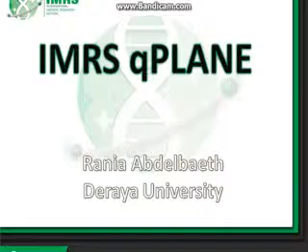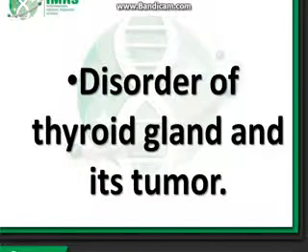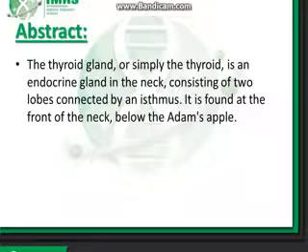أنا النهاردة هتكلم عن disorder of thyroid gland and its tumor. The thyroid gland is an endocrine gland in the neck consisted of two lobes connected by an isthmus. It's found at the front of the neck below Adam's apple. هنا هو بيعرف الثيرويد جلاند، وبنعرف ان هي من ضمن الاندوكراين، هي عبارة عن اندوكراين جلاند وموجودة in the front of the neck تحت بالضبط تحت Adam's lobe.